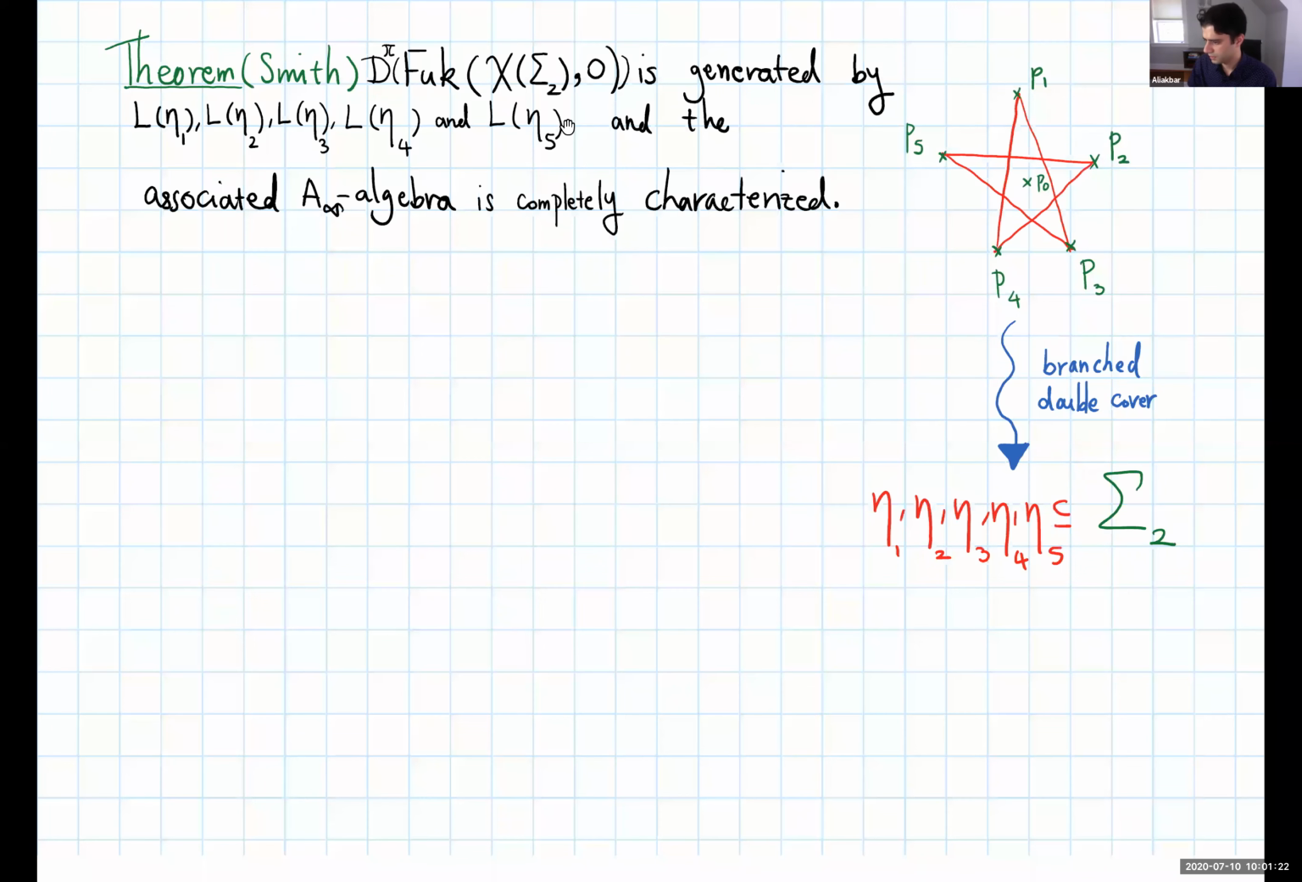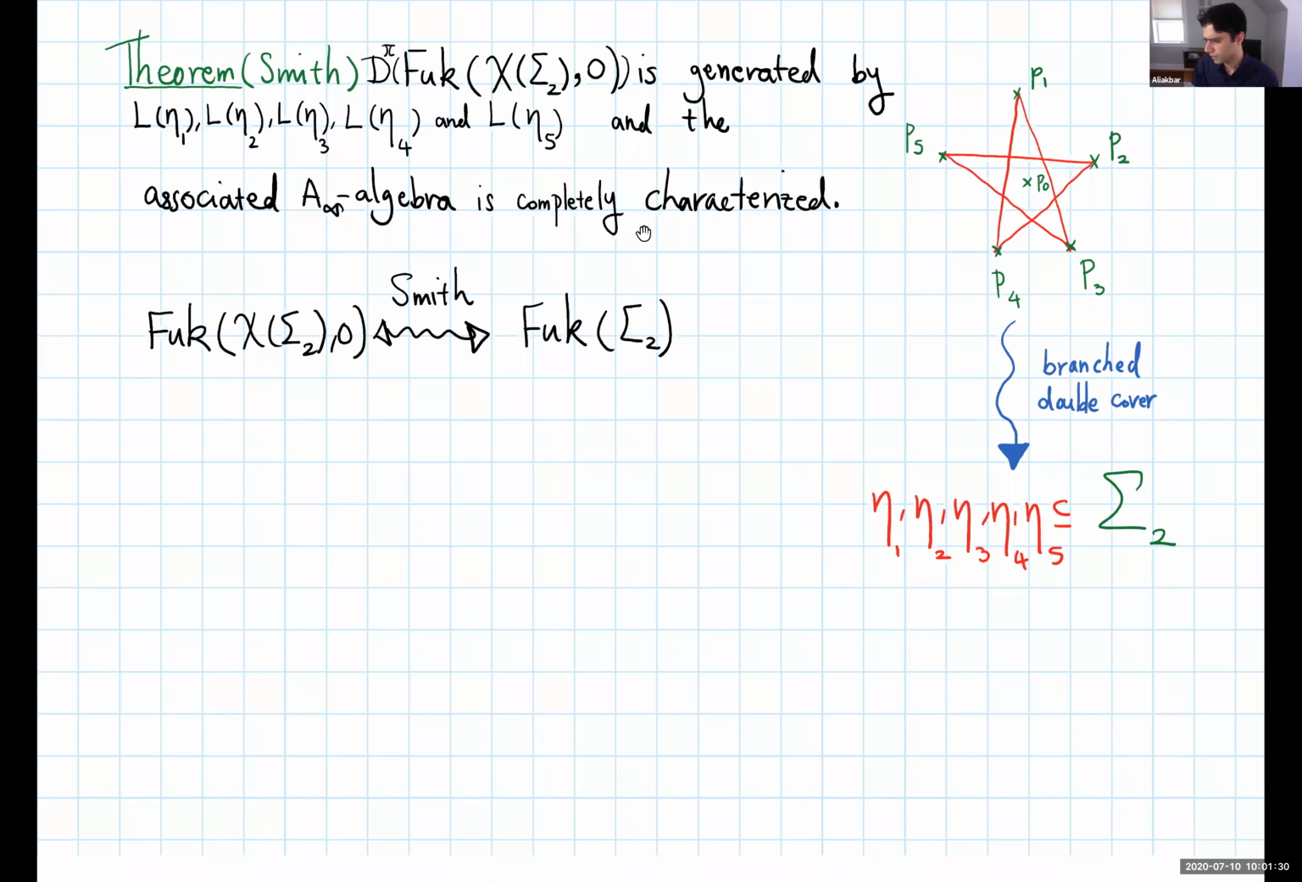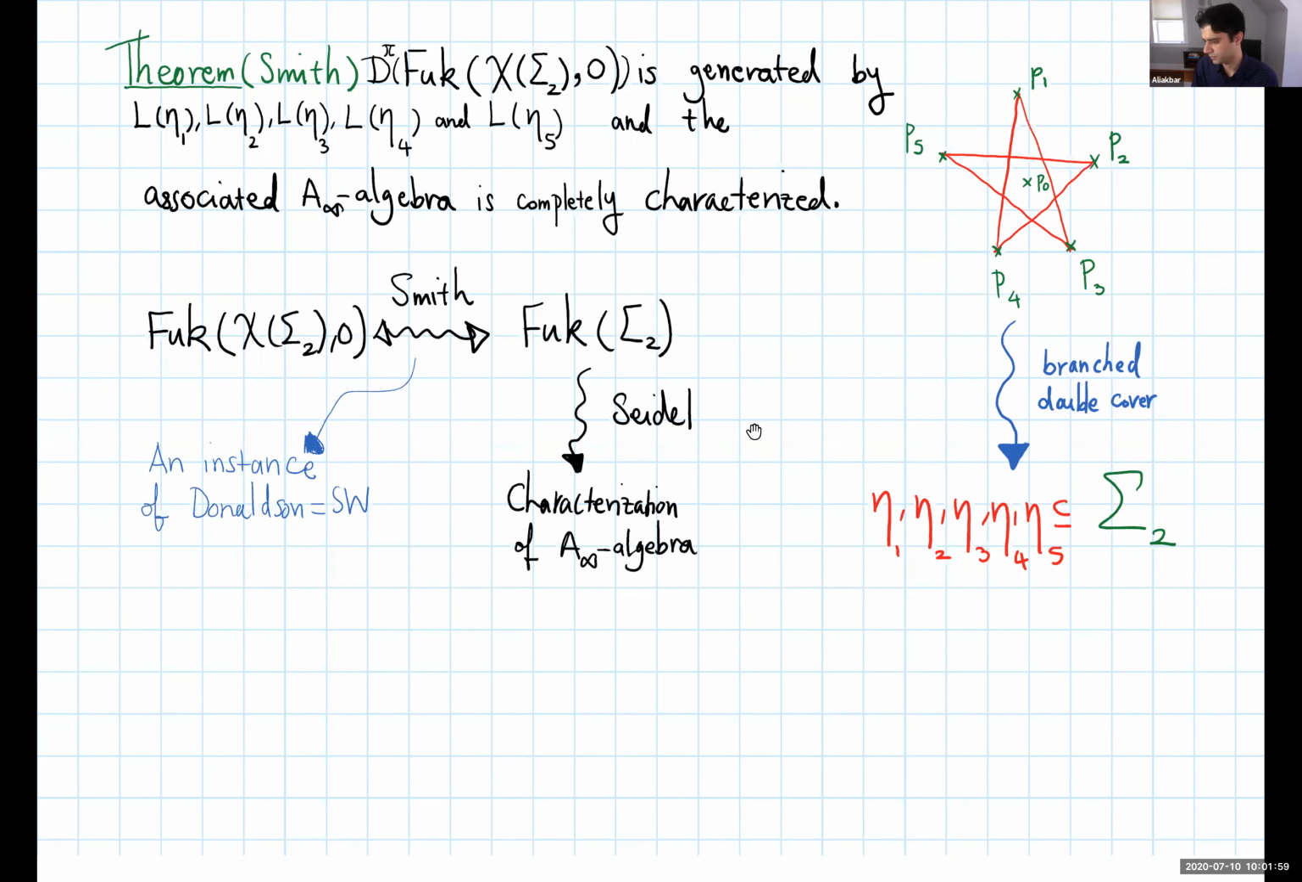And not just that, Ivan can also characterize what the infinity algebra associated to these is. Okay, I'm running over time, so let me skip this, but I should say that very quickly, what he does is get an identification of the Fukaya category of the character variety with the Fukaya category of the surface itself. This is an instance of the Hansen-Sabek-Witten, and then using a theorem of Seidel, you can get a characterization of the infinity algebra.